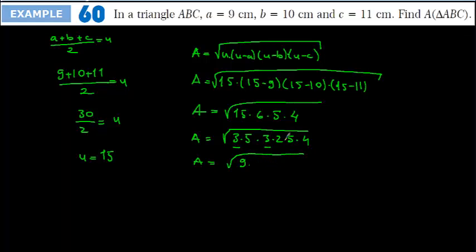9 times 5 times 5, 25, and 4, I'm not going to separate that one, and 2 I have. As you see, I separated them and made perfect squares because I'm going to take them out: 9 out as 3, 25 out as 5, 4 out as 2, and you cannot take 2 directly out. Area is going to be equal to 3 times 5 times 2, which is 30 root 2.